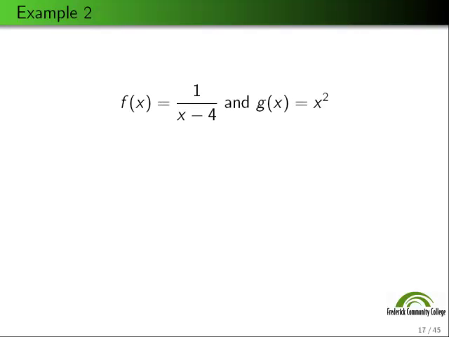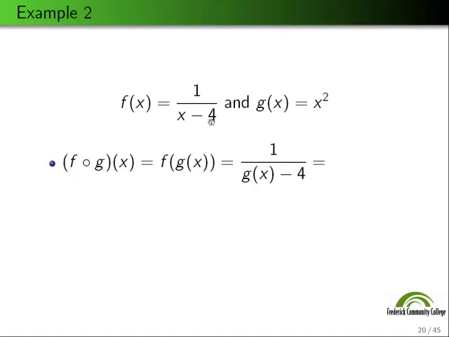Let's look at another example. Let's look at the function f of x equals 1 over x minus 4 and g of x equals x squared again. So we're going to first do f composed with g of x. So we're going to be plugging g of x into f. f says whatever is inside me, do this to it: put a 1 on top and then put that thing on the bottom and subtract 4. So simply 1 over g of x minus 4. And g of x is x squared. So f composed with g of x is the function 1 divided by x squared minus 4.